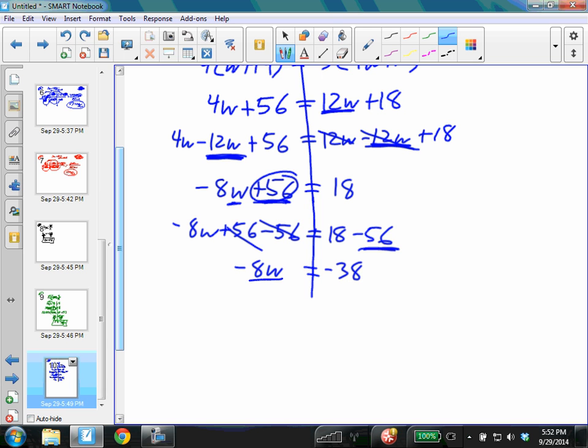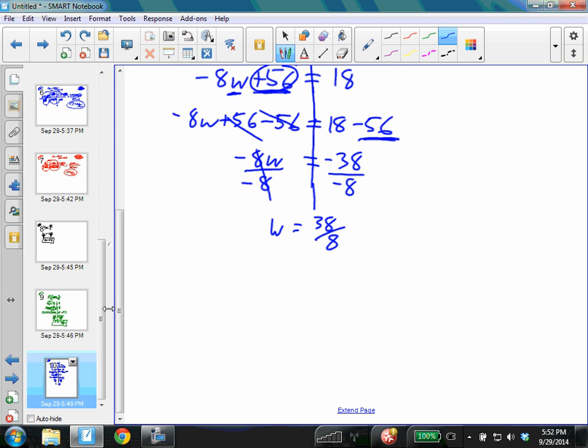Now I'm going to divide by negative 8 on both sides in order to get w. They were multiplying by negative 8, so I'm dividing by negative 8 so that they will cancel. And that means that w is equal to, and then over here, a negative divided by a negative gives me a positive. Okay? And if you put that one into your calculator, you'll notice that it doesn't go evenly, right? You get a decimal. So we can leave it as 38 over 8.